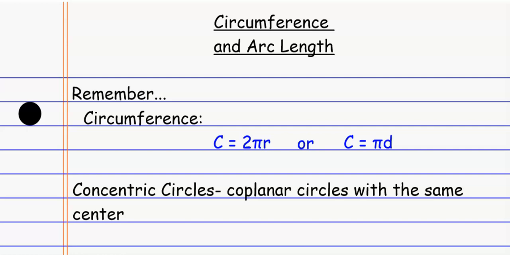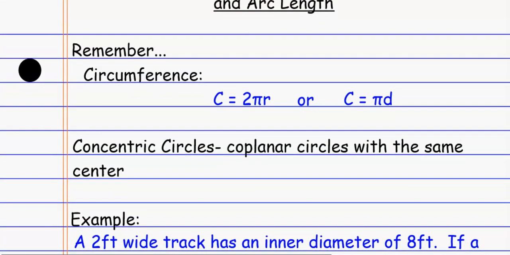Concentric circles are basically circles that are inside of one another, so coplanar circles with the same center. So if I have two circles that are maybe different sizes placed at the same center, what I get is one circle inside of another circle. Those are concentric circles, all right? So kind of looking like this. If I have one circle placed inside of another circle and they both have that same center, those are concentric circles.